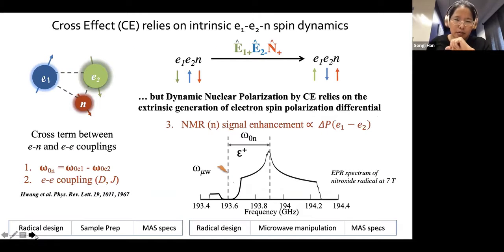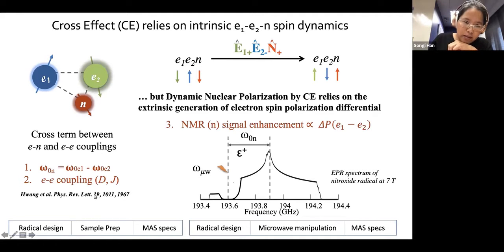So let's start with the cross effect. I just put this slide up to remind you what we need for the cross effect to work. We have 3 ingredients. First, the cross effect energy matching needs to be fulfilled: the E1 and E2 frequency differential matching the NMR frequency. Second, we need coupling for the transition to be probable.